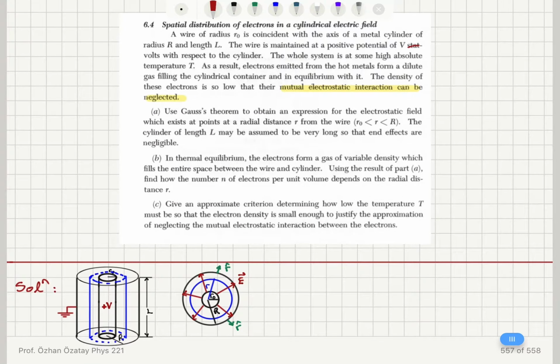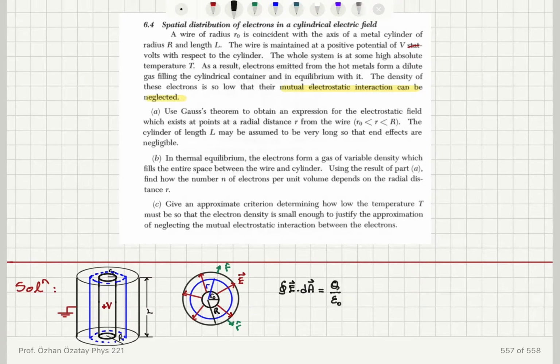So I'm going to use Gauss Law. So what is Gauss Law? The closed surface integral E dot dA is equal to the charge enclosed, which I will call Q, divided by epsilon 0, because there is nothing in between the wire and the outer surface of the cylinder. I can use epsilon 0.